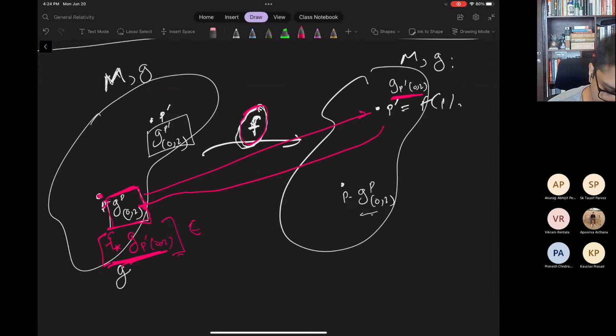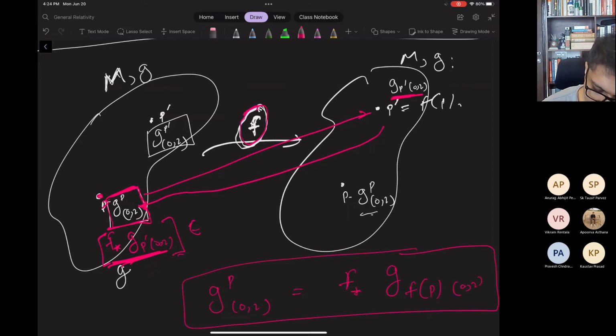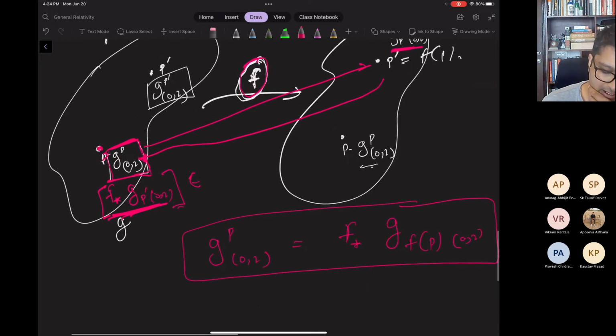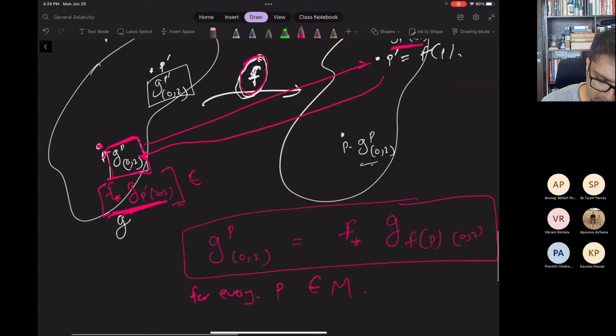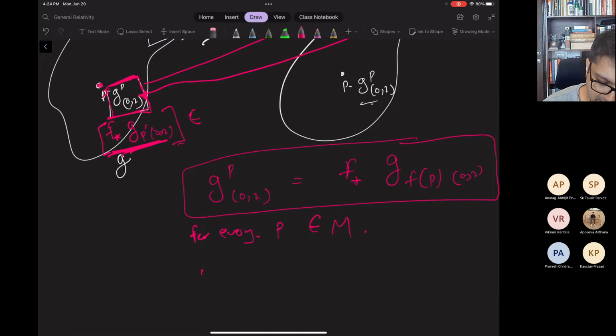And I will get G at P of type 0-2 equal to the pullback F star G at P prime, where P prime is F of P, of type 0-2. So when the pullback tensor matches the original tensor, and if this matching occurs for every P on M, then we say that F is a special diffeomorphism called an isometry.